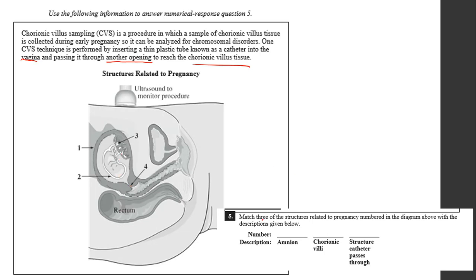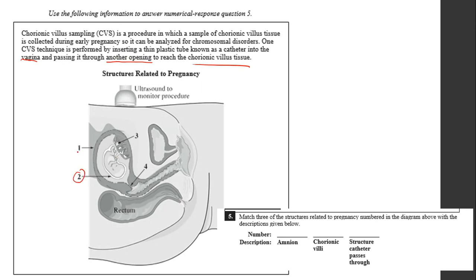Okay? So match the three structures related to pregnancy numbered in this diagram above with the descriptions below. So the amnion. Now the amniotic sac surrounds the baby. So that would be number 2.